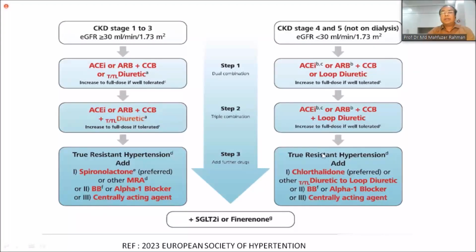And in that case, when GFR is less than 30 or stage 4 or 5, we cannot use spironolactone. In that case, chlorthalidone or other diuretic, loop diuretic, or beta blocker or centrally acting drug.